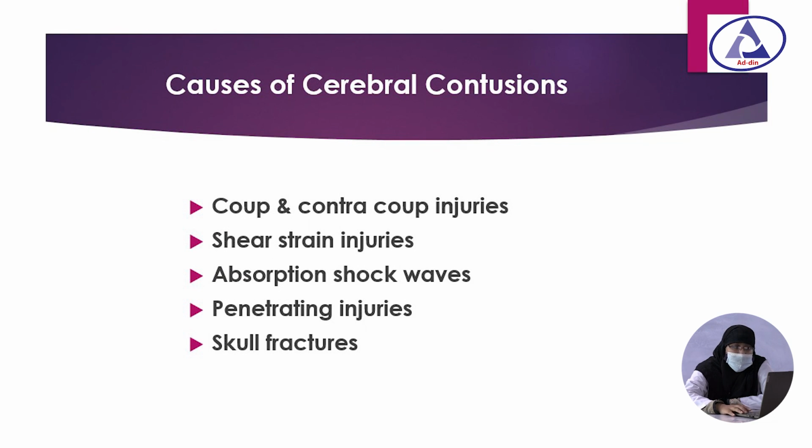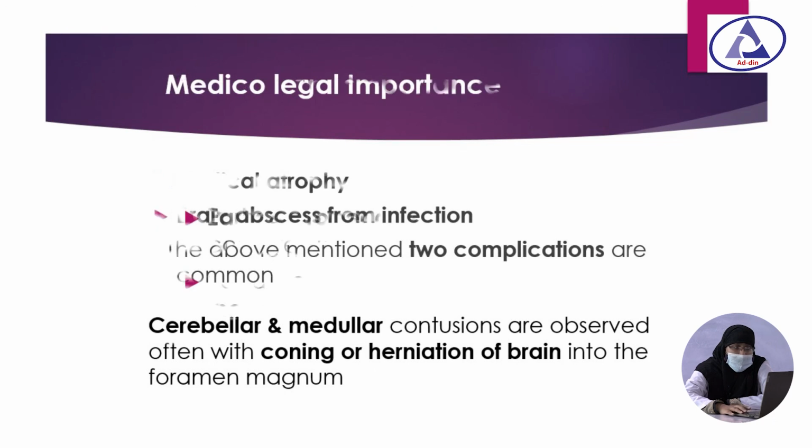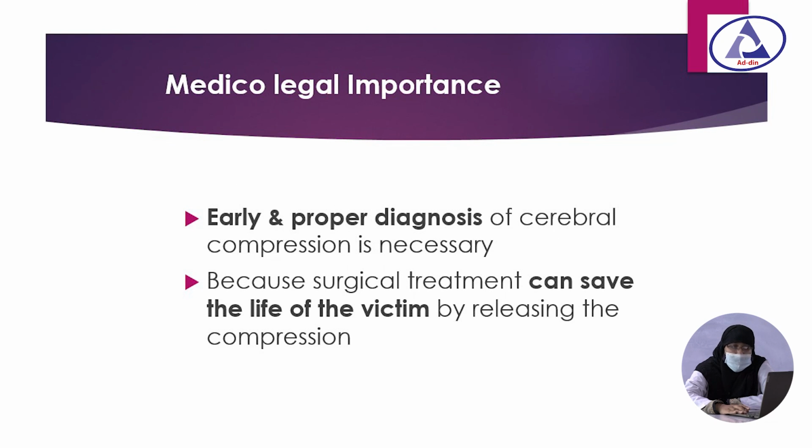Cerebral contusion may involve coup or contra-coup injury, shear strain injury, absorption of shock waves, penetrating injury and the common skull fractures. Complications are cortical atrophy and brain abscess that results from infection. Medicolegal importance of all these is that early and proper diagnosis should be done, which can save the life of a victim.